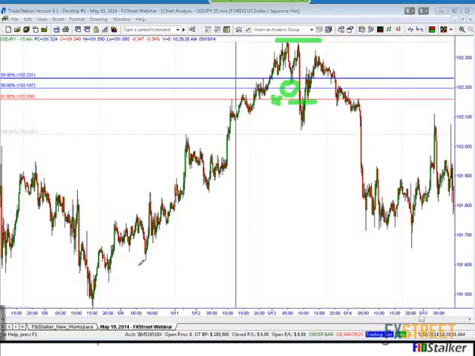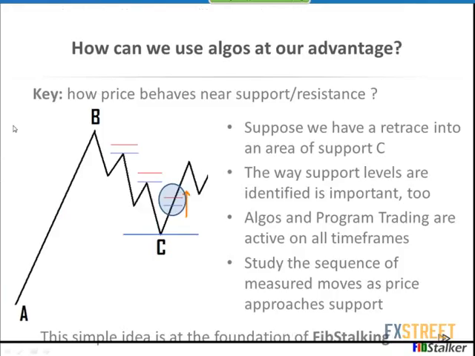As you can see, the study of this move higher and the violation of the sequence of measure moves allows you to enter this market without stress. That's the main contribution, the main idea of the fib stalking technique. So I hope this gives you an idea of how powerful this method can work. My accent, I'm Italian, so I know it's a little bit strange. Anyway, let me continue on that.